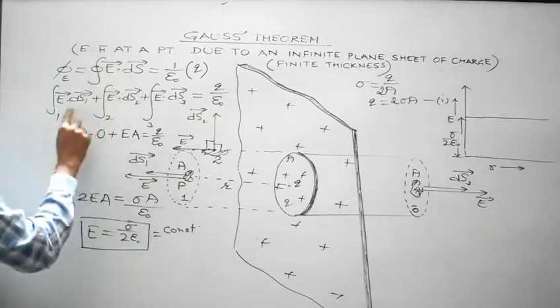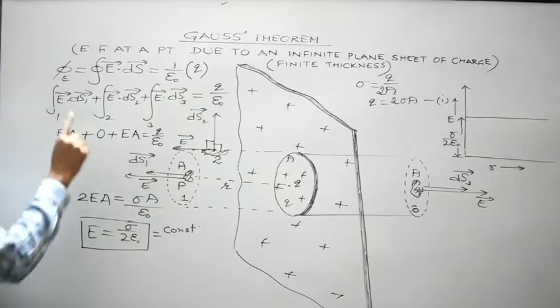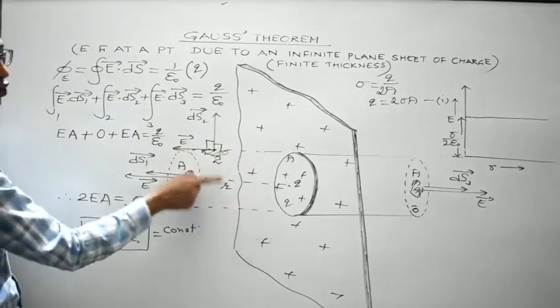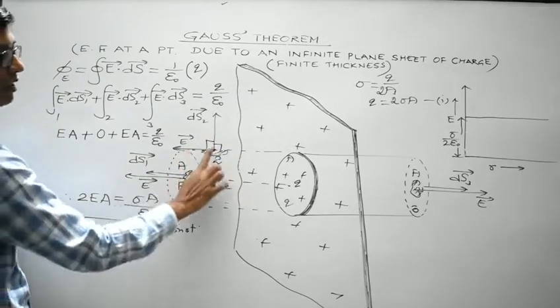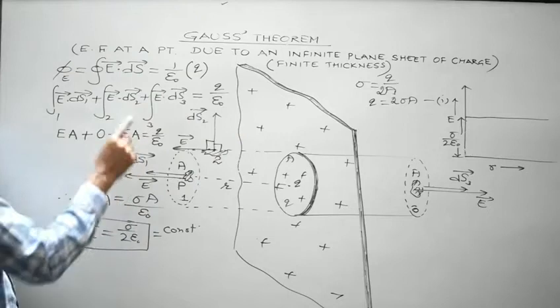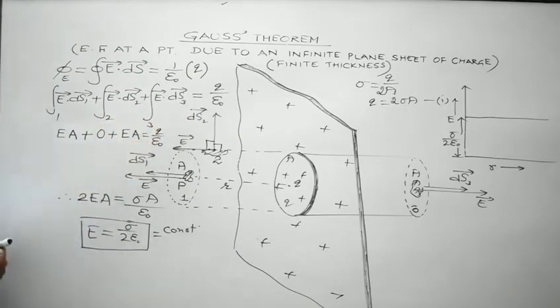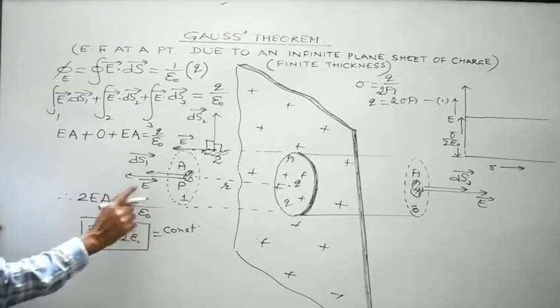So it can be divided into 3 parts. First, second and third. Only these 2 parts will contribute towards the flux. Curved surface won't contribute anything towards the electric flux. Angle being 90 degree, electric field and area vector are at right angle, so it will become 0. So EA, Q by epsilon. So we get 2EA equals Q by epsilon, right?